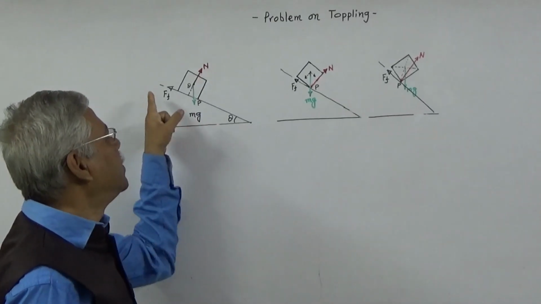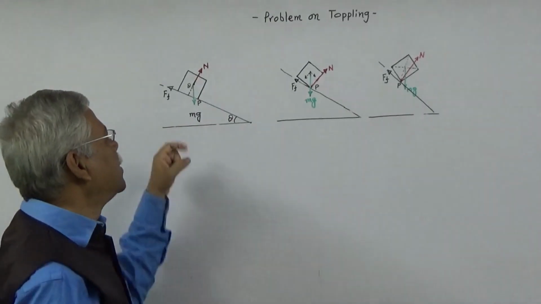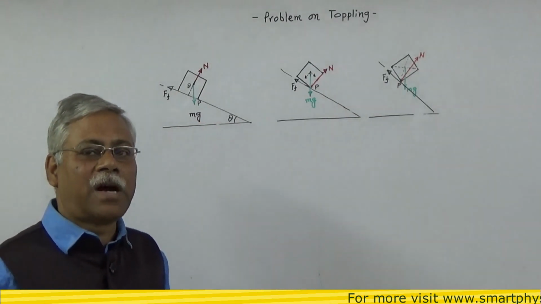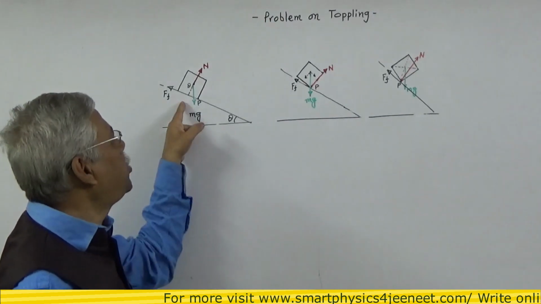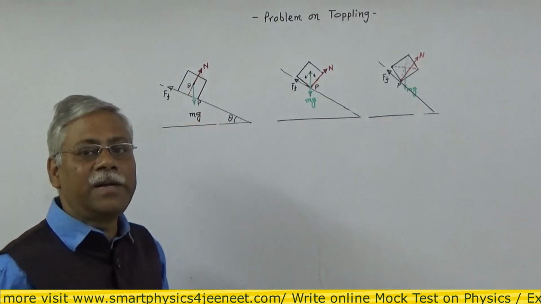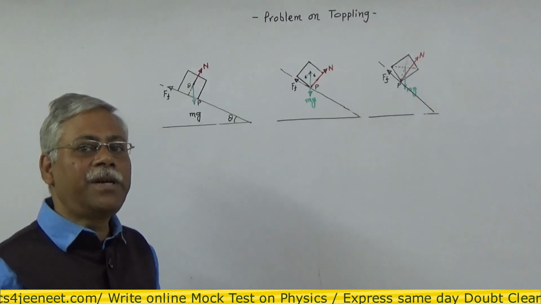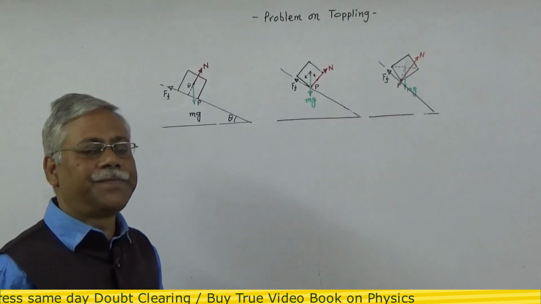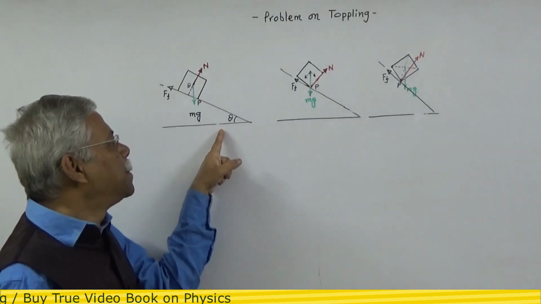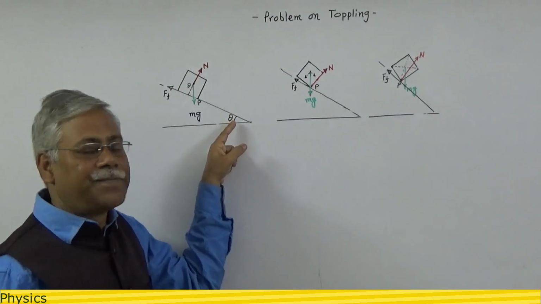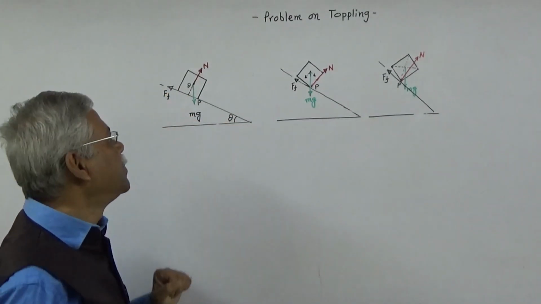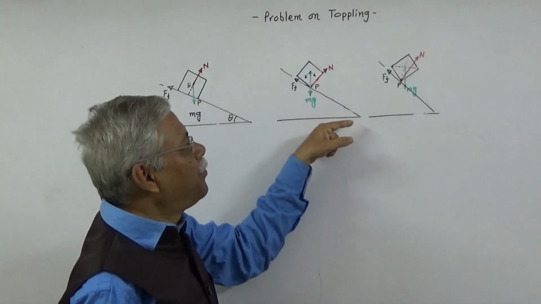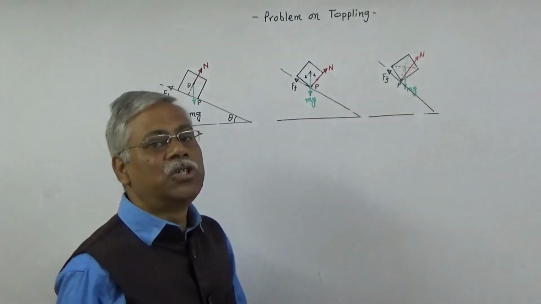Consider a rough incline and a block placed on the surface of that rough incline. The friction between the block and the incline is sufficient such that the block does not slide on the surface. We will gradually increase the angle of inclination, and with that we will see that the body will start toppling.